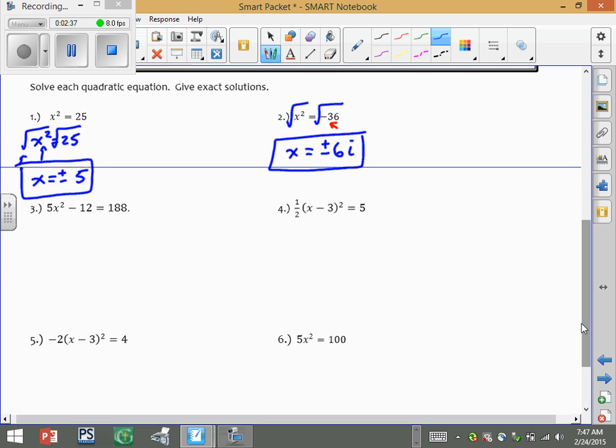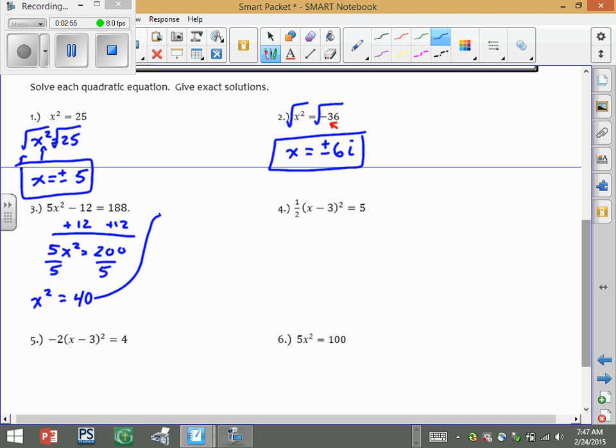All right, here's one where we're going to have to do some work before we can take the square root. So go through this just like you would any algebra problem. Add 12 to both sides. So that leaves us with 5x squared equals 200. Now divide both sides by 5. Now we've got x squared equals 40.